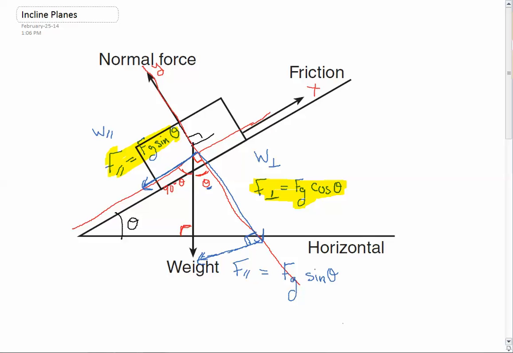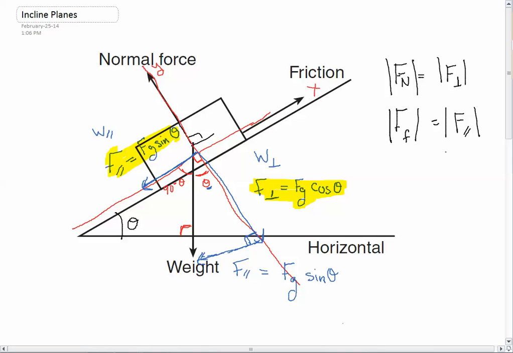Often in the initial questions you'll have frictionless surfaces, but if you have an object that's stationary, we know that the normal force is equal and opposite to the perpendicular force. So we're just going to make these magnitudes by putting the absolute values in there, and we know that our force of friction is equal to the force parallel, and again opposite in direction.